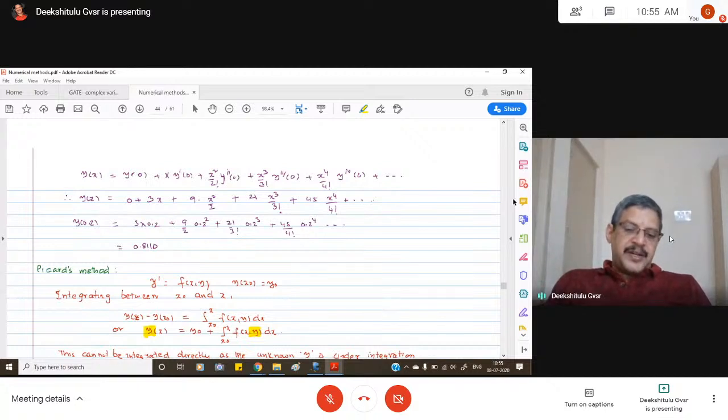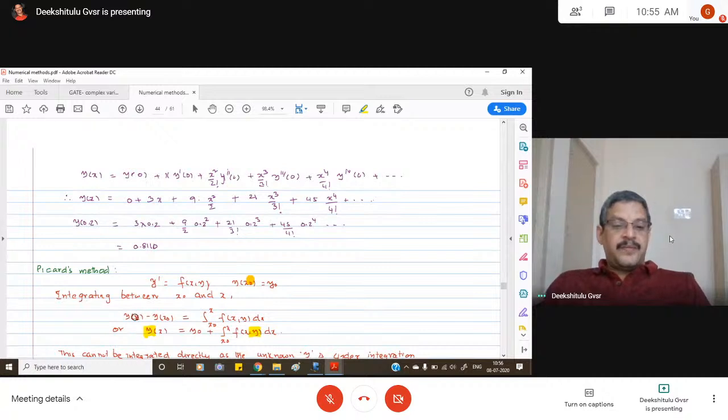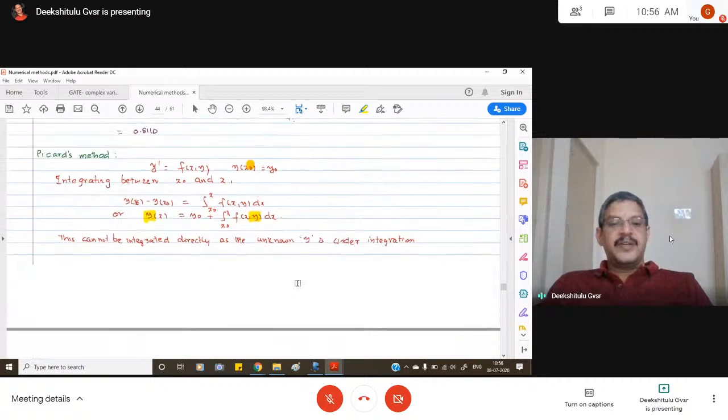So straight away integrate with respect to x between the limits x naught and x. Why x naught? Because the initial point we know is x naught. So integrate between x naught to x, y dash, f of x, y. So y at x minus y at x naught, if you integrate this, is equal to the integral from x naught to x of f of x, y dx, or y of x is equal to y of x naught plus the integral from x naught to x of f of x, y dx. This is the base idea of Picard's method.